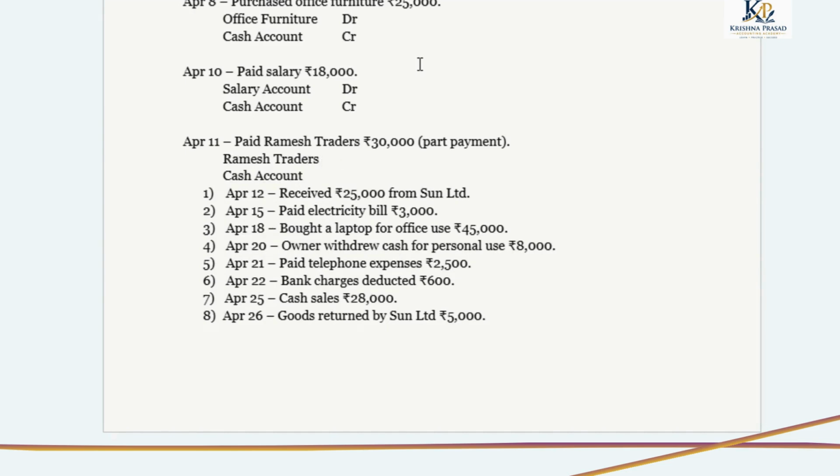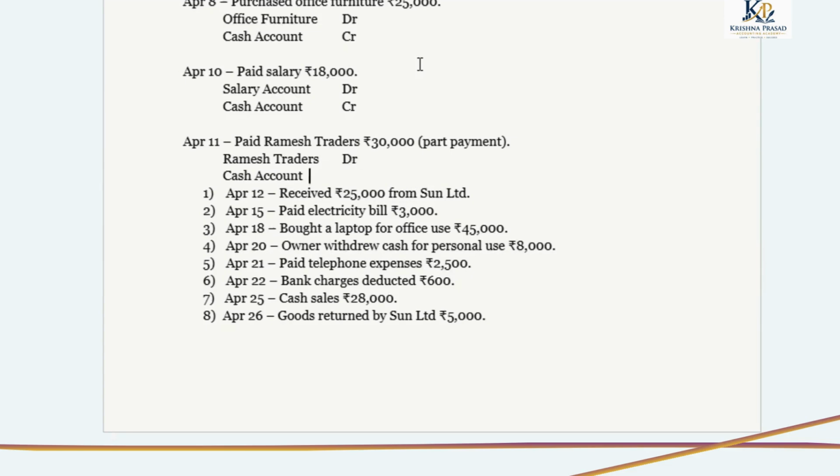Ramesh traders, name of a company, will come under personal account. What is the personal account principle? Debit the receiver, credit the giver. Coming to that, Ramesh traders is a receiver or giver? He is a receiver because we are paying. So receiver means we need to debit.